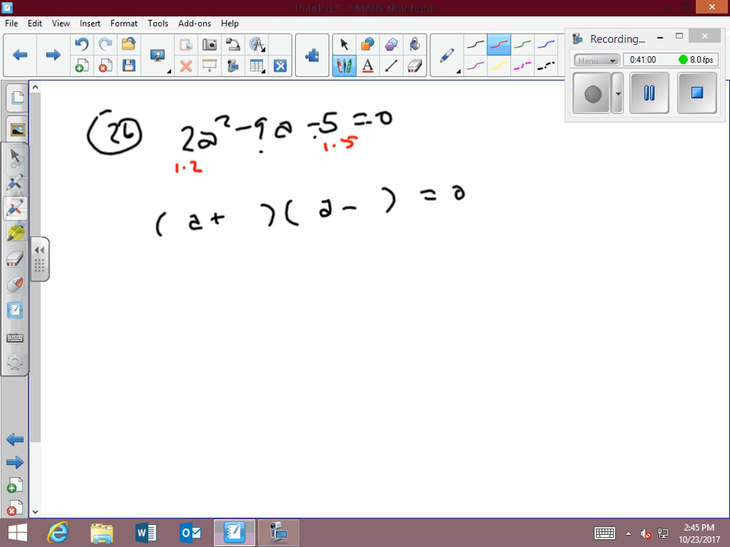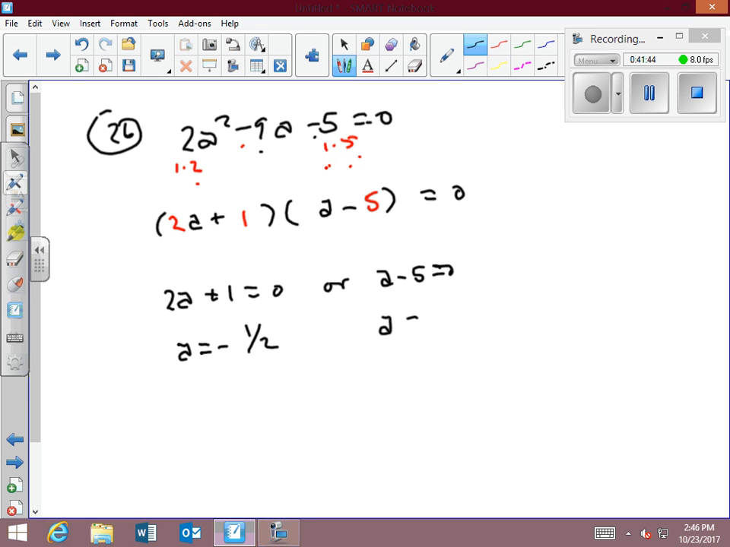2 times 5 is 10. So now, which one of these two goes where in the plus or minus position? 5 is negative because the larger product has got to be negative. And the 2 times 5 is 10 is the larger product. So the 5 goes there. That means the 1 goes here out of those two. And the 2 is associated with the 5, so it's out front here, right? Now we take 2A, apply the principle, completely factored. So this says A equals negative 1/2, and this says A equals 5. And there's my 2 answers.